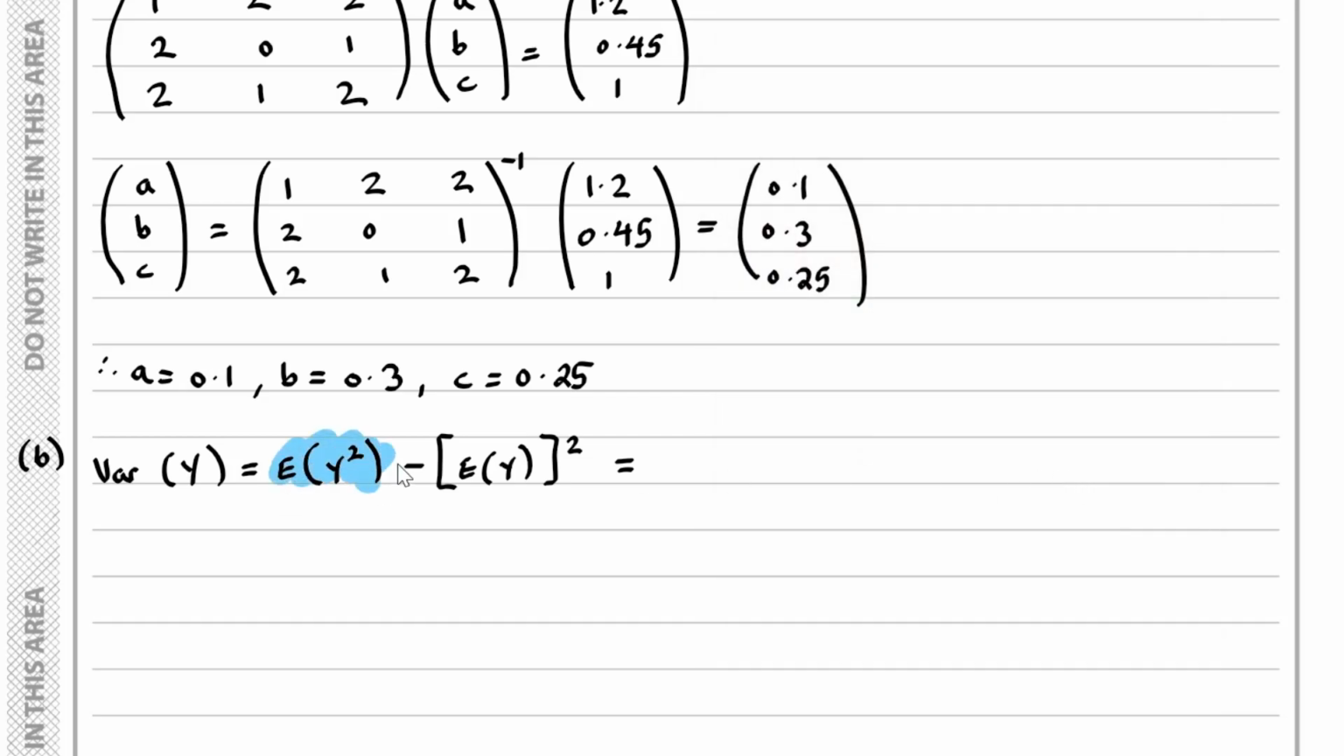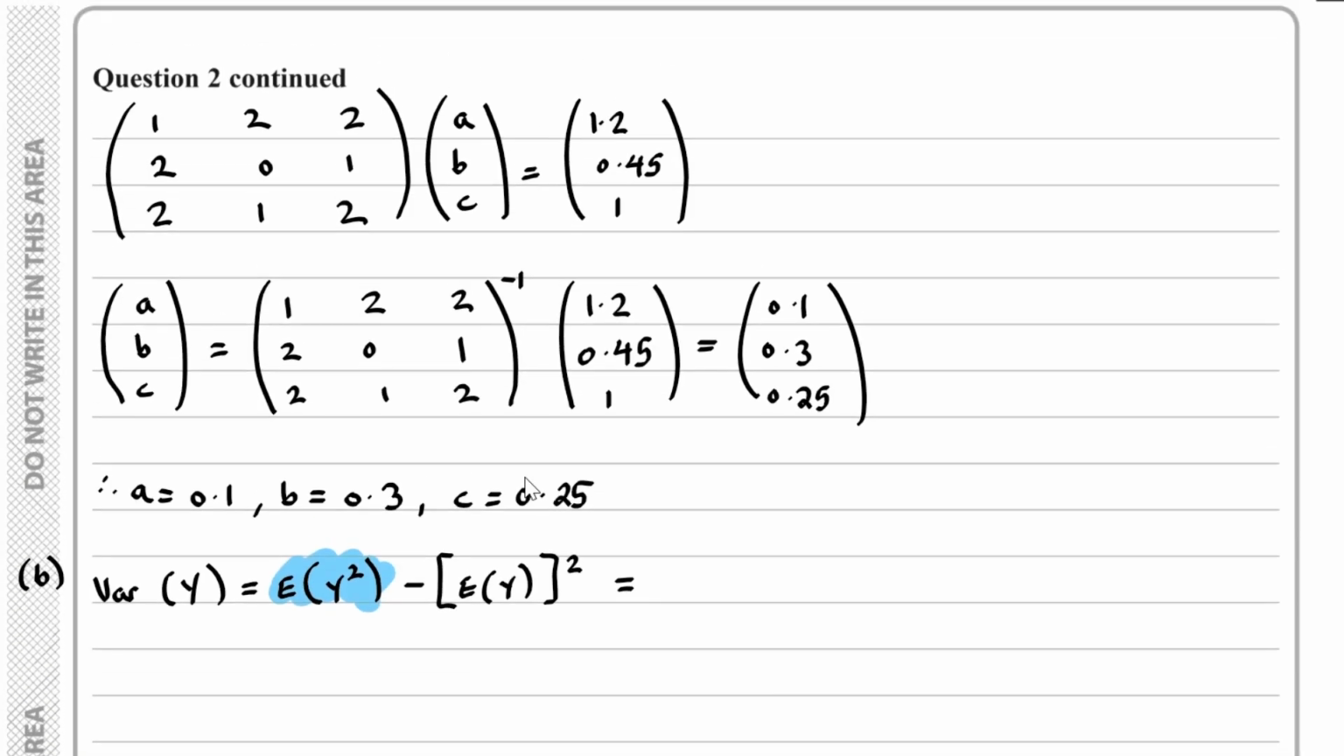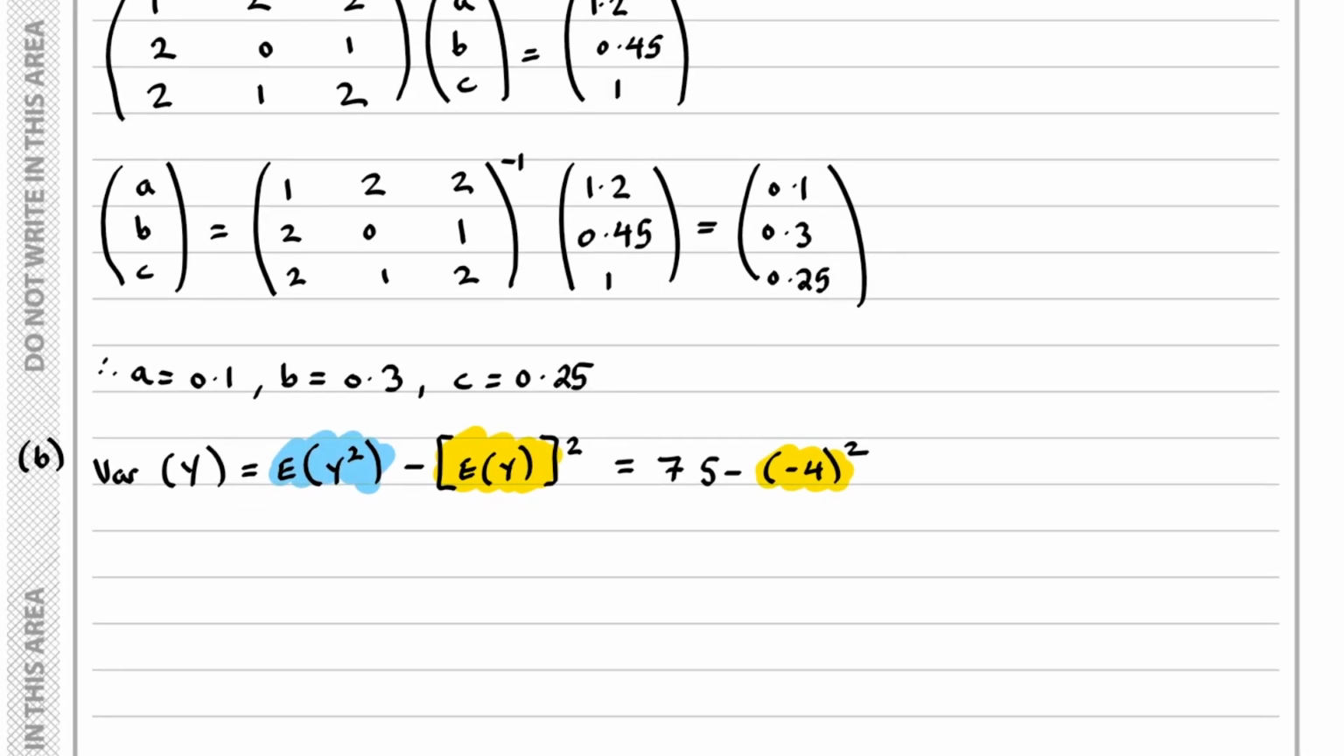Okay, so the expected value of y squared, this over here, that's equal to this 75. So we have 75 minus 4 all squared, and remember this is the value of the expected value of y, as we said over here, and working this out, of course, will come out with 59. Okay, so the variance of y, that's equal to 59.